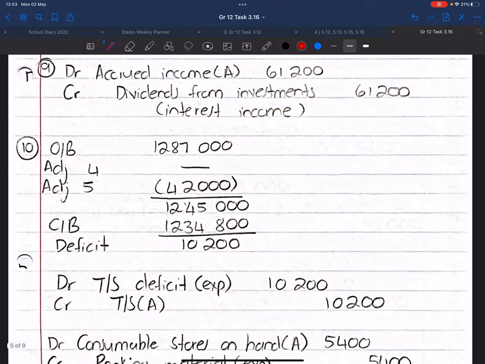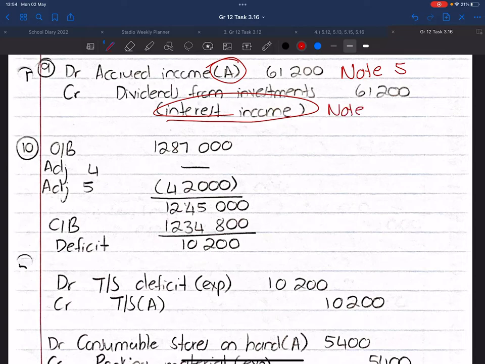Okay, number 9, dividends of 61,000 are receivable, so it's accrued income because we haven't received it yet. So that's note number 5, trade and other receivables, and then this is interest income, which is note number 1.